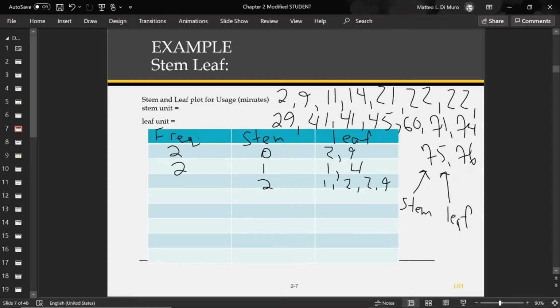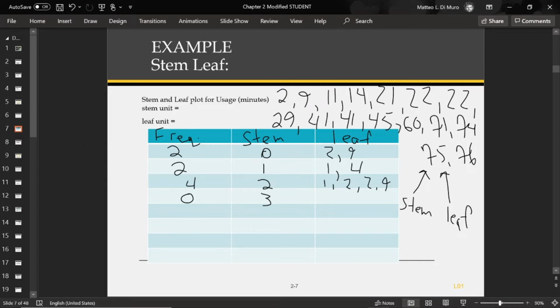So in this class, I got 4 pieces of data. So I'm going to write a 4 in the frequency. I don't have a stem of 3, but just to make the table complete, I am going to put that, and then you just leave the leaf empty because I don't have anything that has a 3. So frequency is 0.